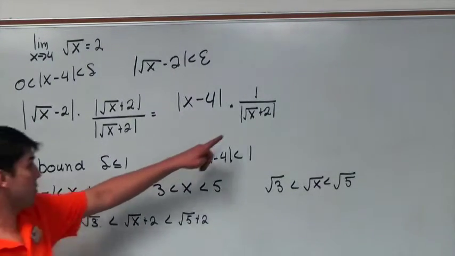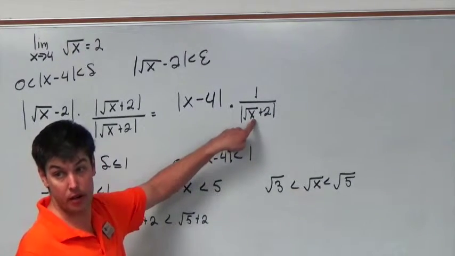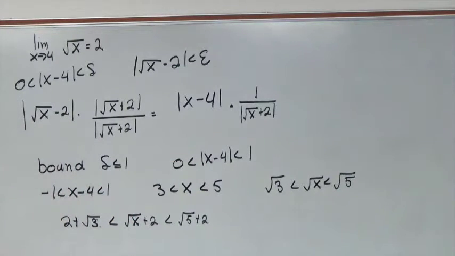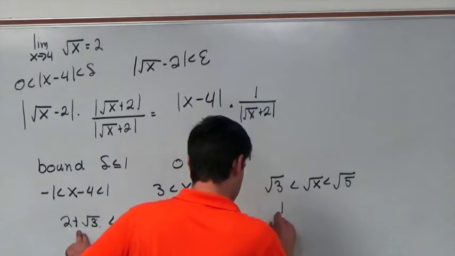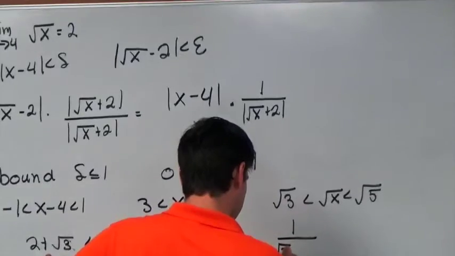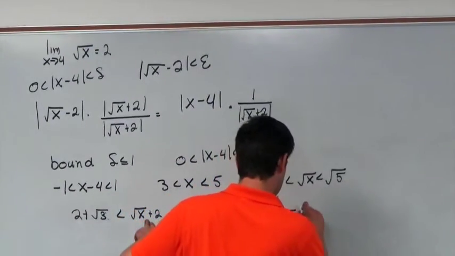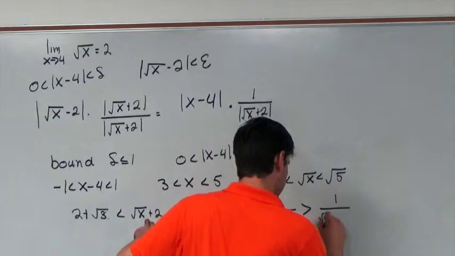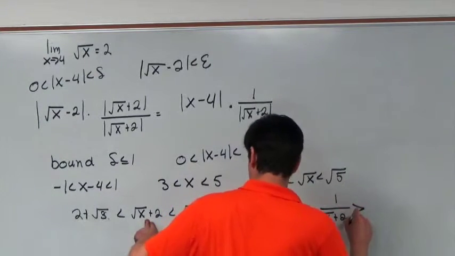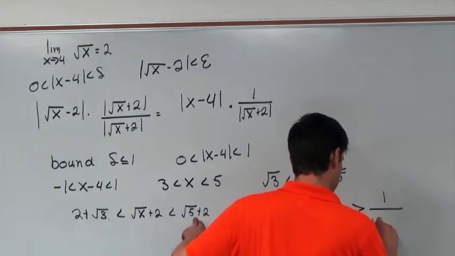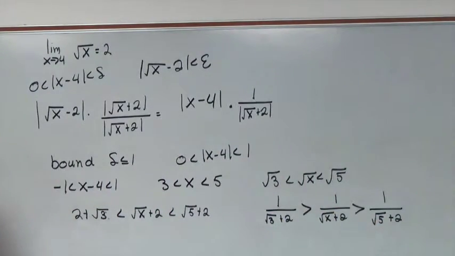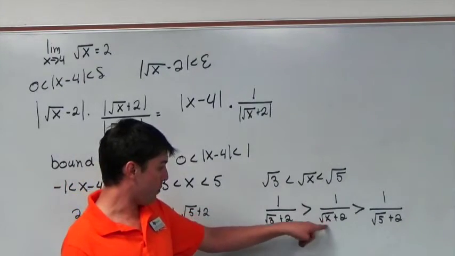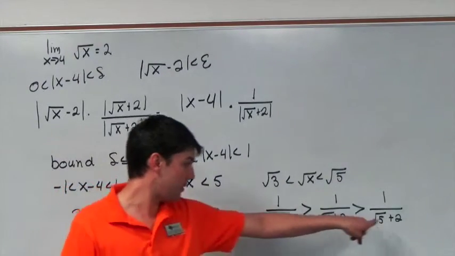I would like to have my square root of x plus 2 in the denominator, so I'm going to take the reciprocal. Remember, if you take a reciprocal, you have to switch the inequality. So the reciprocal of this, reciprocal of this, and the reciprocal of this. So now the 1 over root x plus 2 lives between two positive numbers.